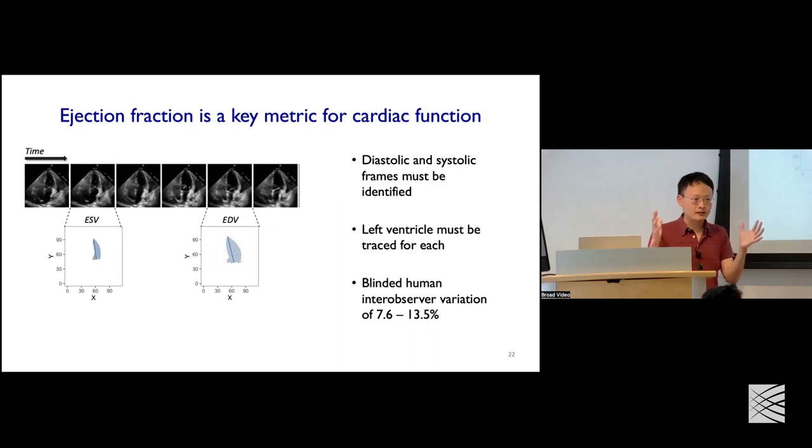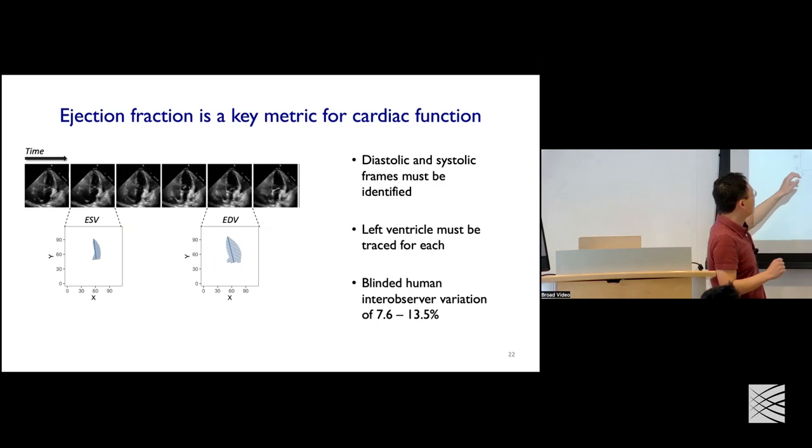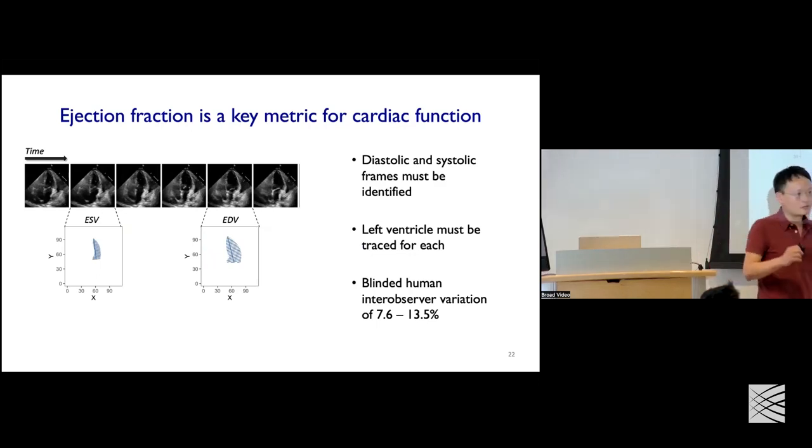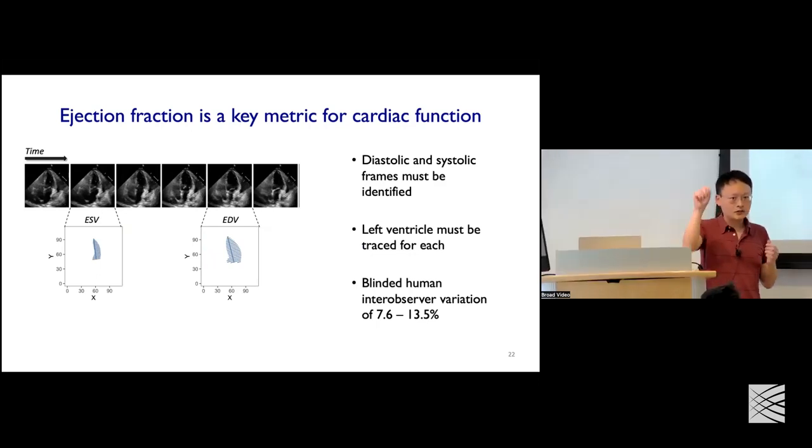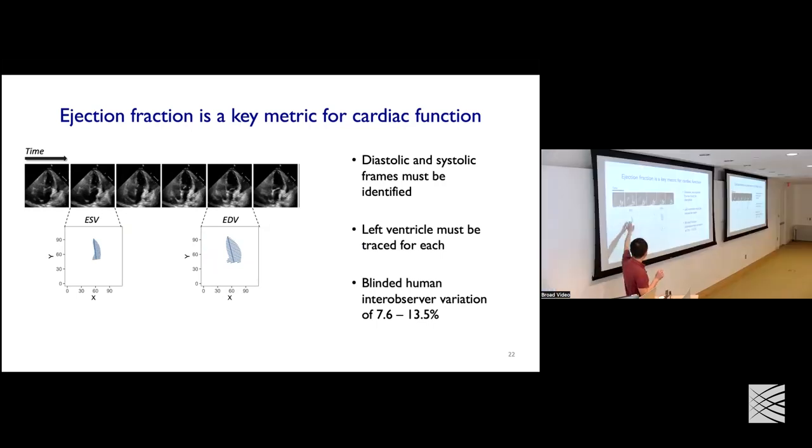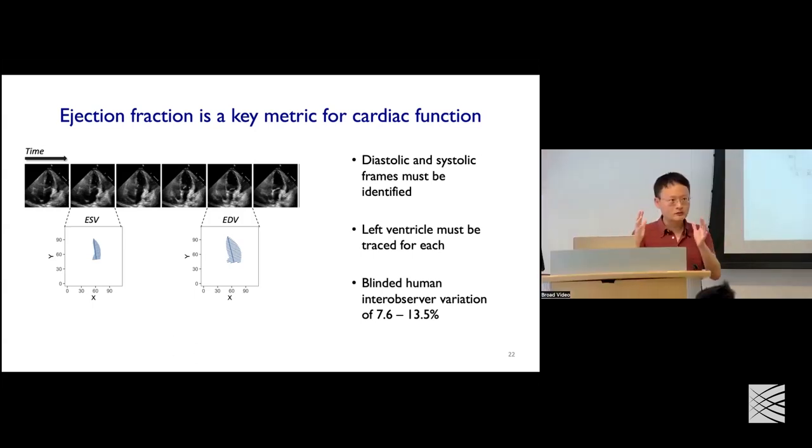Right, so what they do is they'll actually go through the video manually and find the single frame where the heart is the most expanded. They'll trace that out. They'll find another frame where the heart is most contracted. They'll trace this left ventricle chamber out. And then based on how much the volume contracts between these two frames, there's a mathematical formula for estimating this thing called ejection fraction, which is basically a measure of how well the heart is functioning.